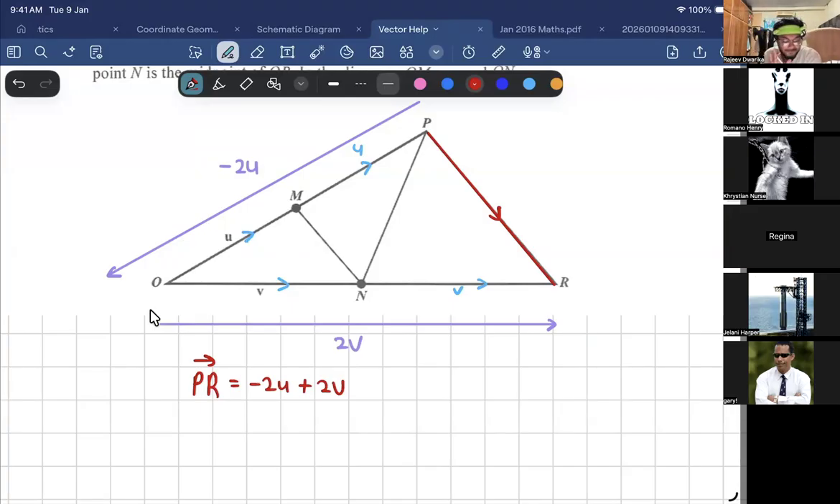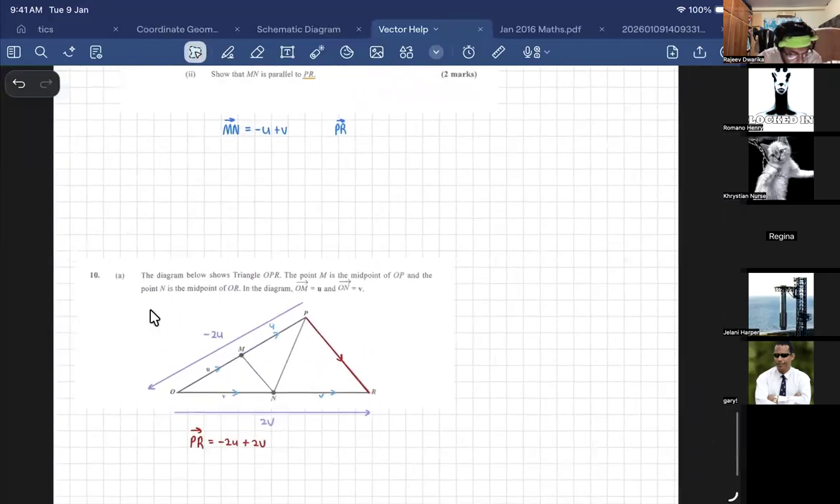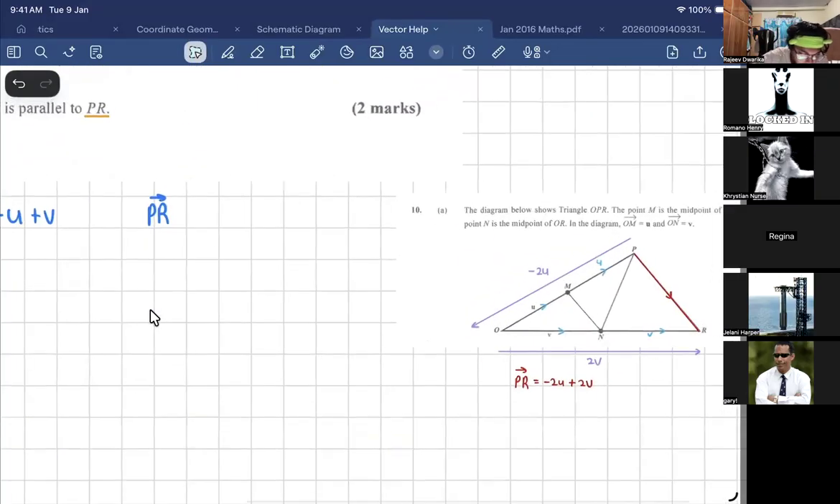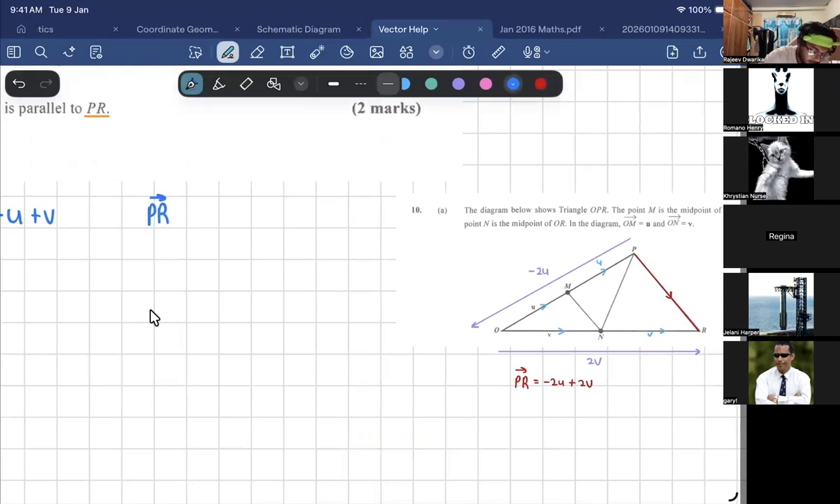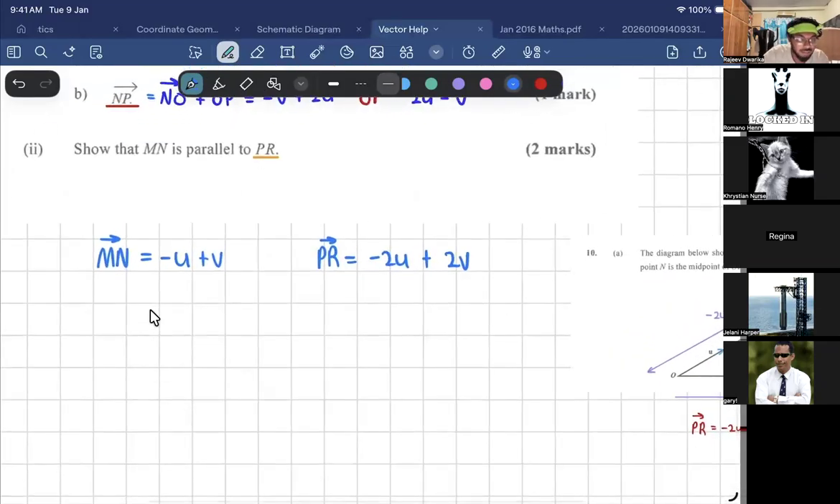So Regina, did you understand everything I did? Yes, sir. Okay, so now we know what PR is. We have that on lock. So PR is just equal to what? Minus 2u plus 2v. Now here is the question. They want us to show that they are parallel. Parallel means that I could write one as a scalar multiple of the other one. So by looking at this, you see any relationships? You could infer.